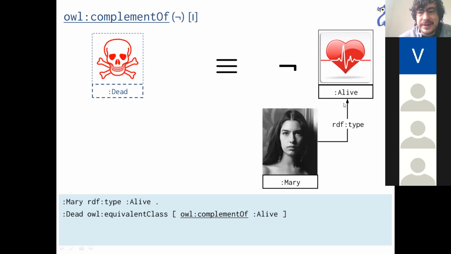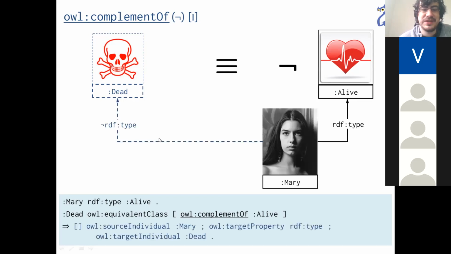So if we know that Mary is alive, what can we infer? We could infer that she's not dead. I'm not saying that she's of type not alive. Sorry, this is Mary is of type alive, as written here. Then we can infer the negation, that she's not dead. And we use the negation in this ugly syntax that OWL has defined to say that something is not true.